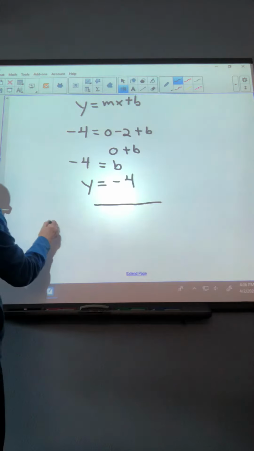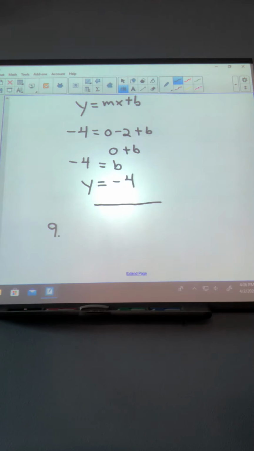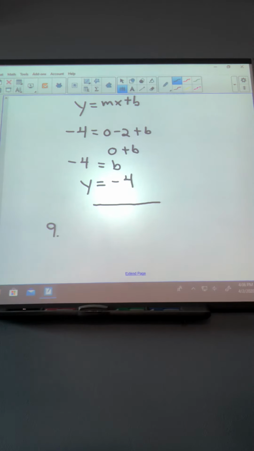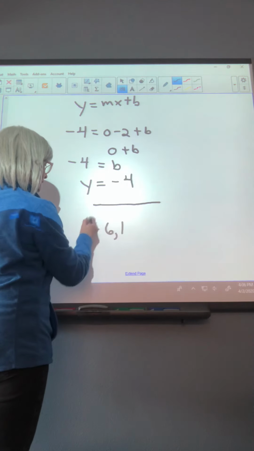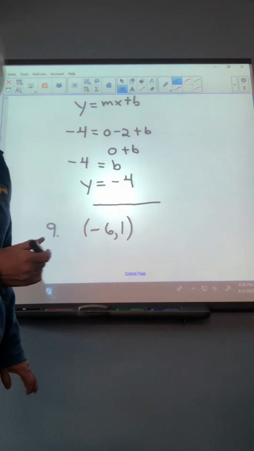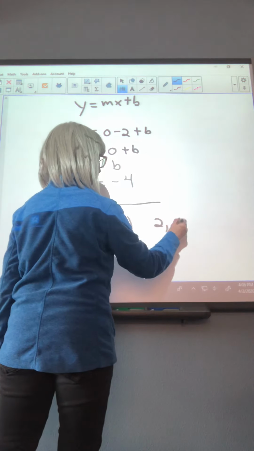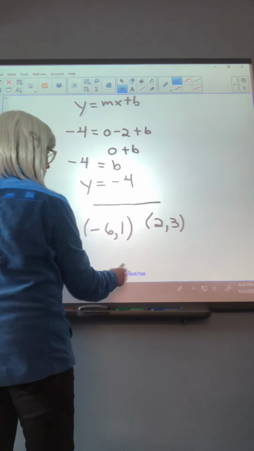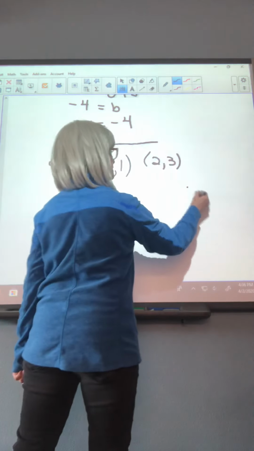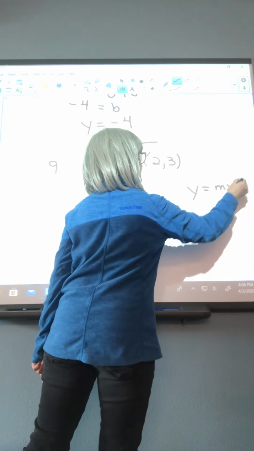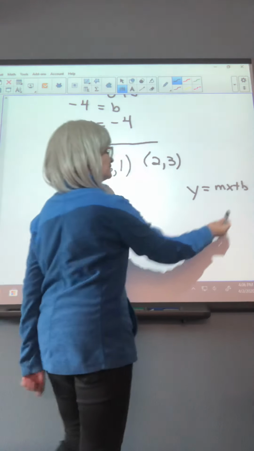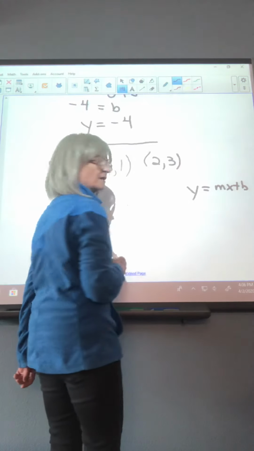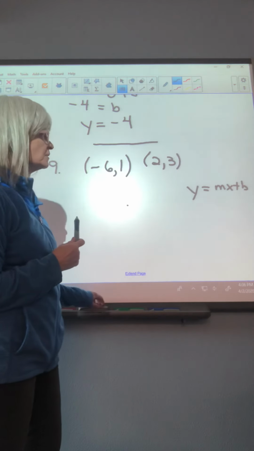So let's look at number 9. So 9 also asks for you to find an equation of the line, and they give you 2 points. They give you (-6, 1), and then they give us (2, 3). So they're not even giving us slope. So we have no parts of that equation, do we? And so we are going to have to find the m, and we're going to have to find the b in order to write an equation of the line.